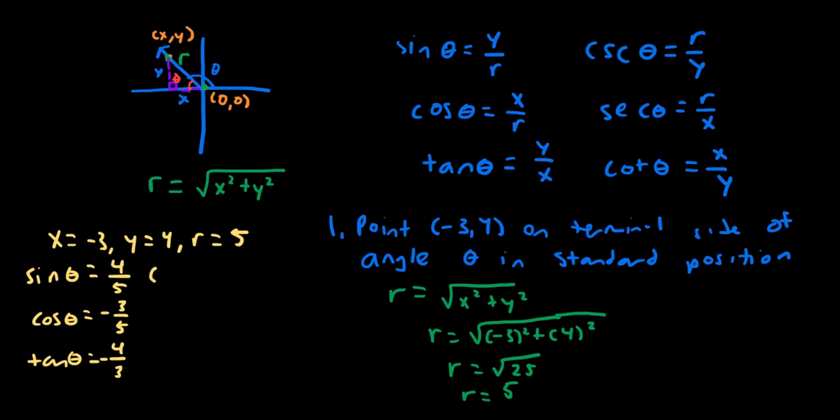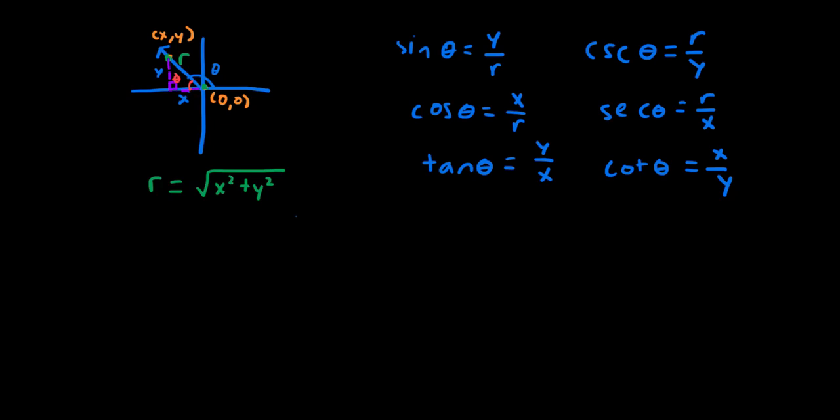Cosecant is just the reciprocal of sine. Secant is the reciprocal of cosine. And cotangent is the reciprocal of tangent.